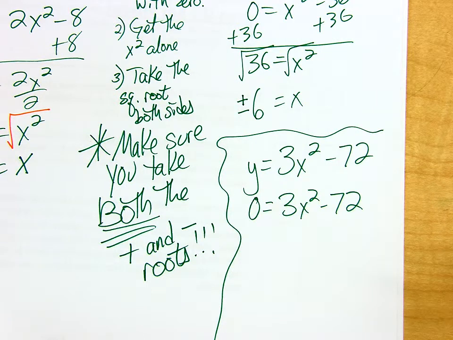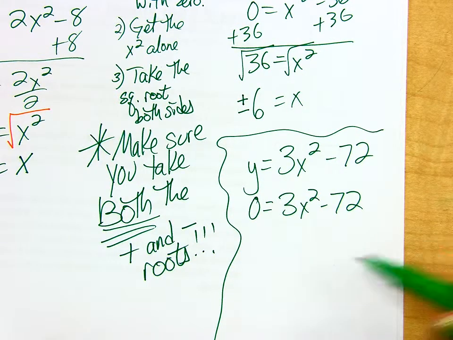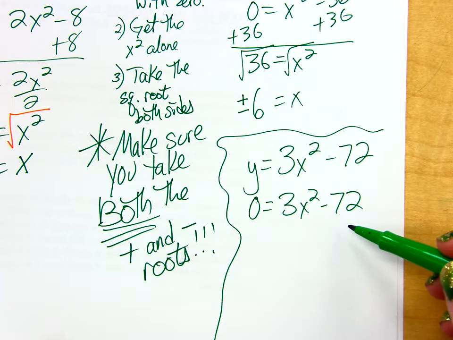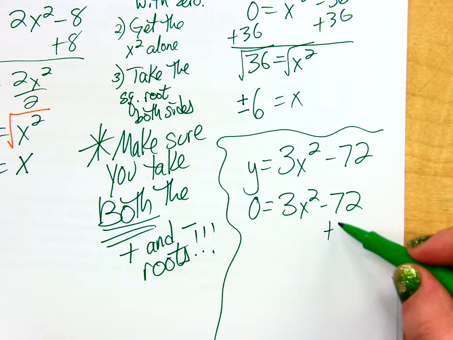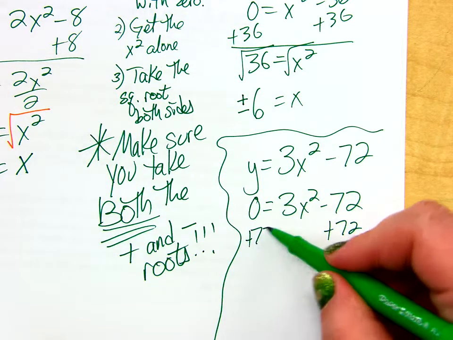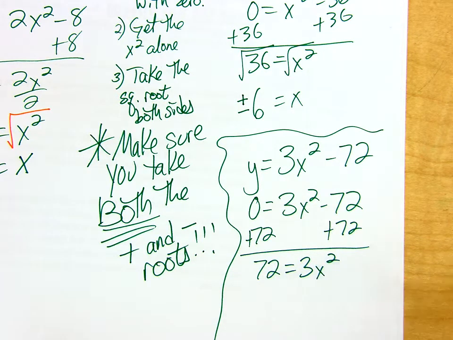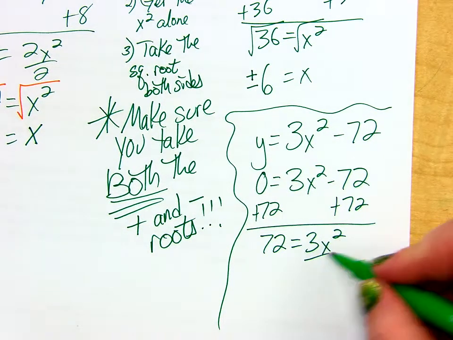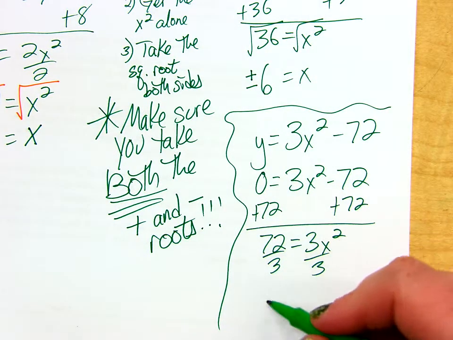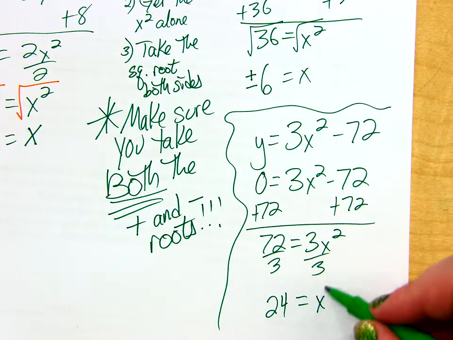How'd we do? What do you do first? I already did the 0. Now what? Add 72. Right. I'm trying to get the x squared by itself. So now I have 72 equals 3x squared, and then you would divide by 3. I think that comes out to be 24, right? Now what?